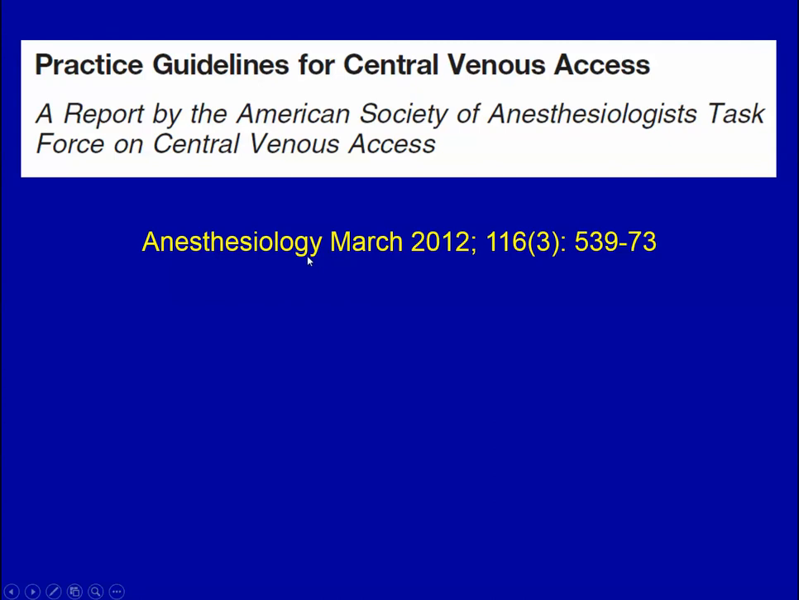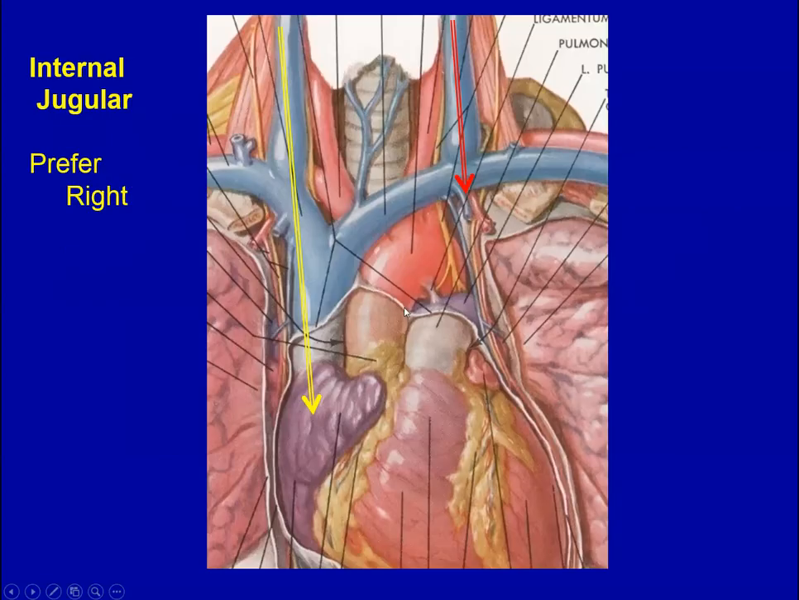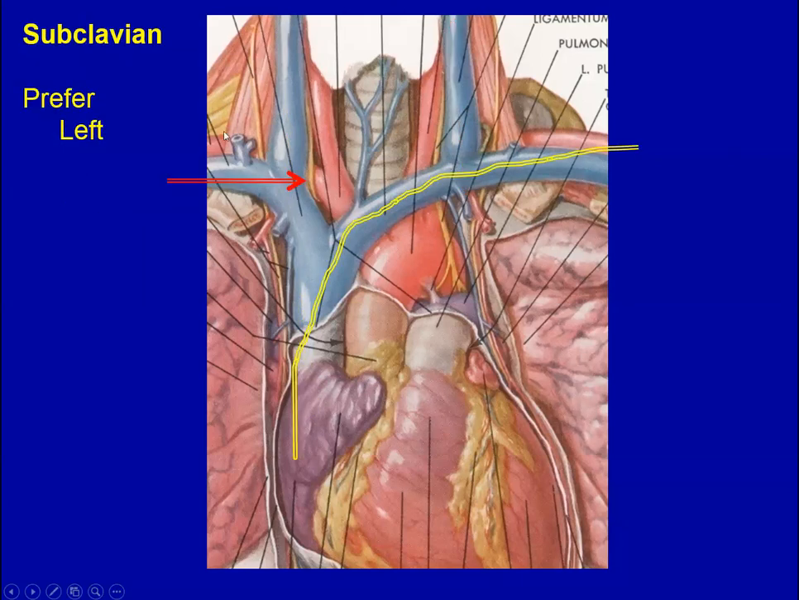This is the ASA guideline for central venous access. My first choice is the right internal jugular, but you can use the left, and if you need to use a subclavian, I prefer the left subclavian, but you can use the right. The reasons for these choices are noted here. For the right internal jugular, it's a direct path into the right atrium, whereas the left IJ strikes the left innominate vein and can cause problems at this point. For the subclavian, the right can strike this intersection here, whereas the left is more likely to go smoothly into the superior vena cava.